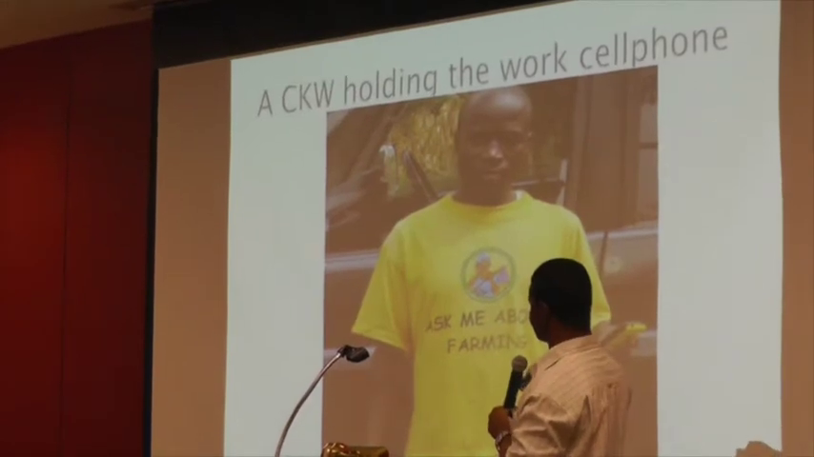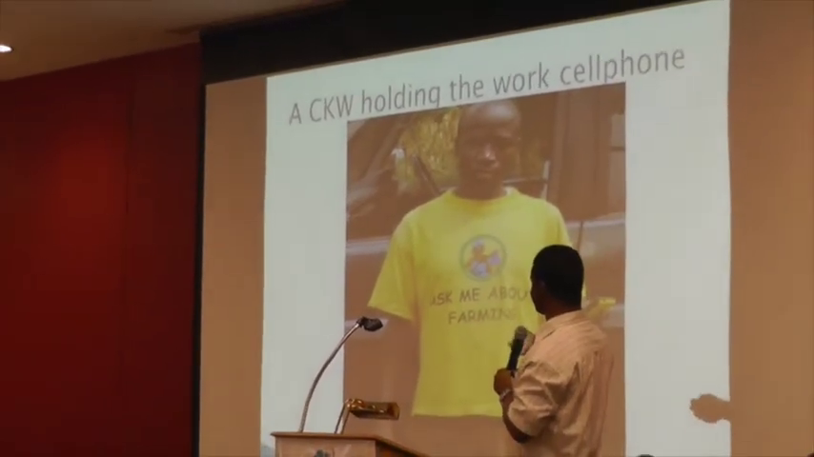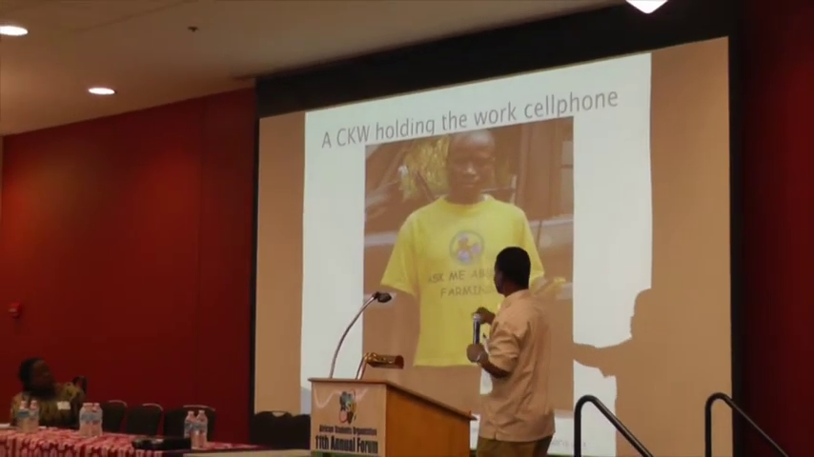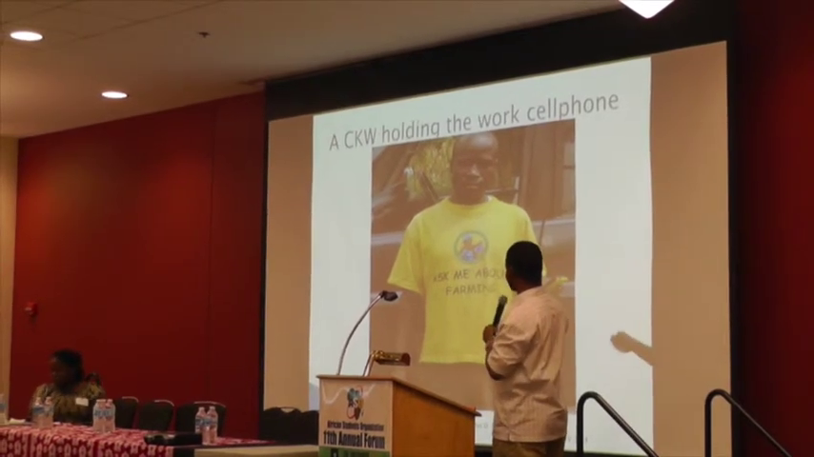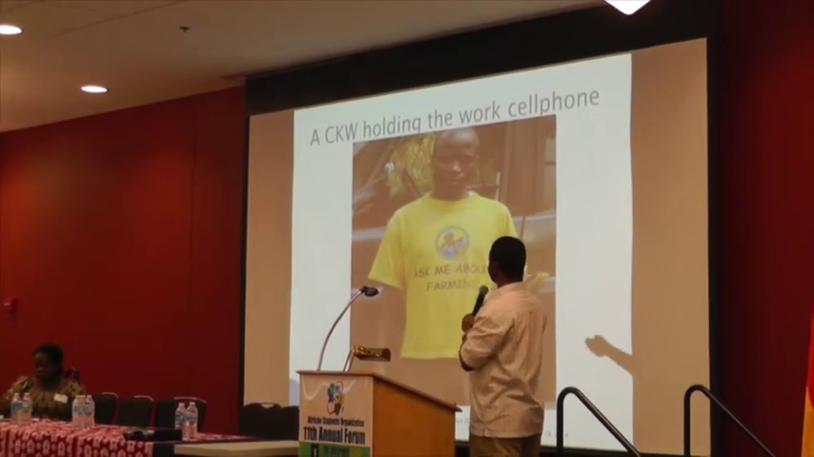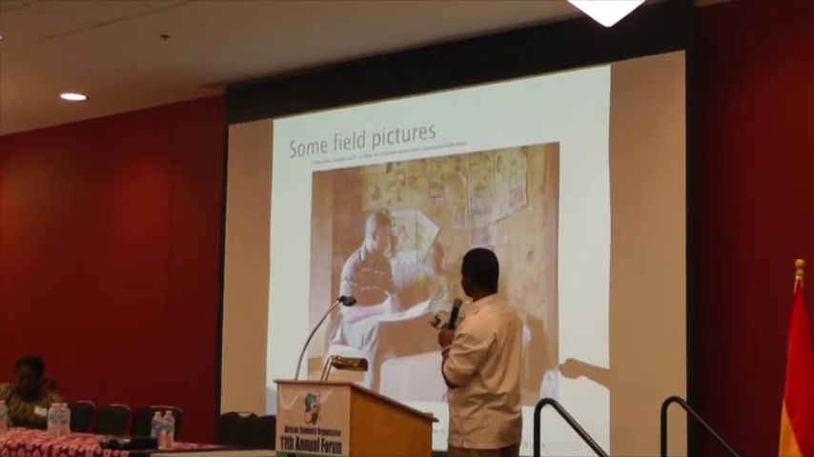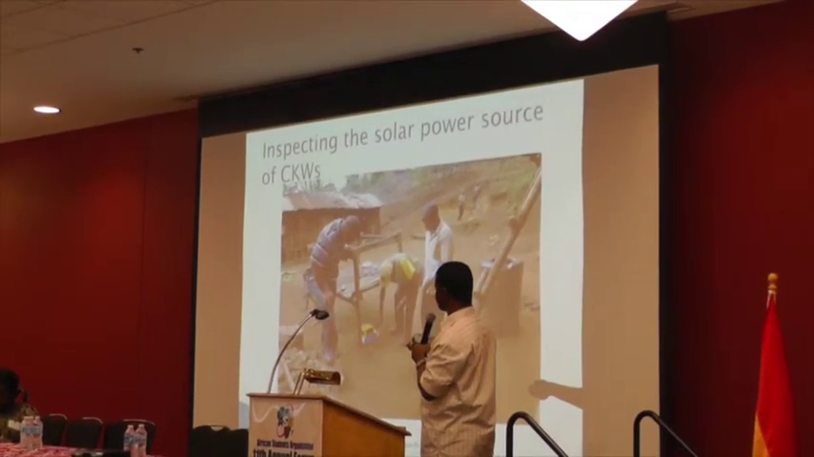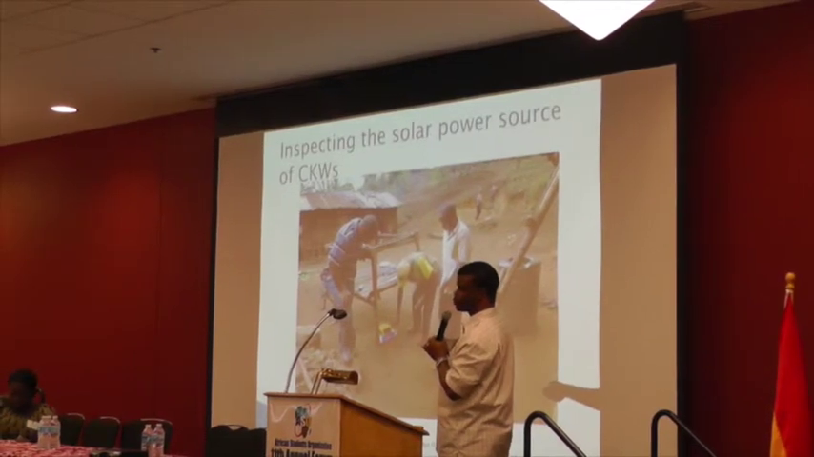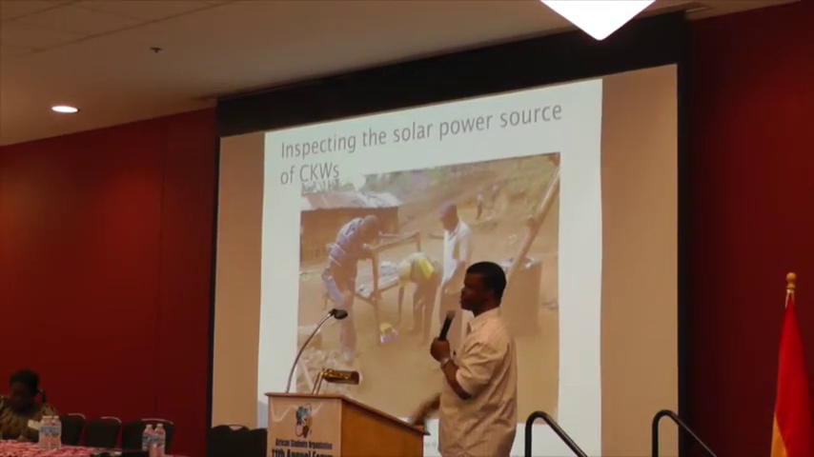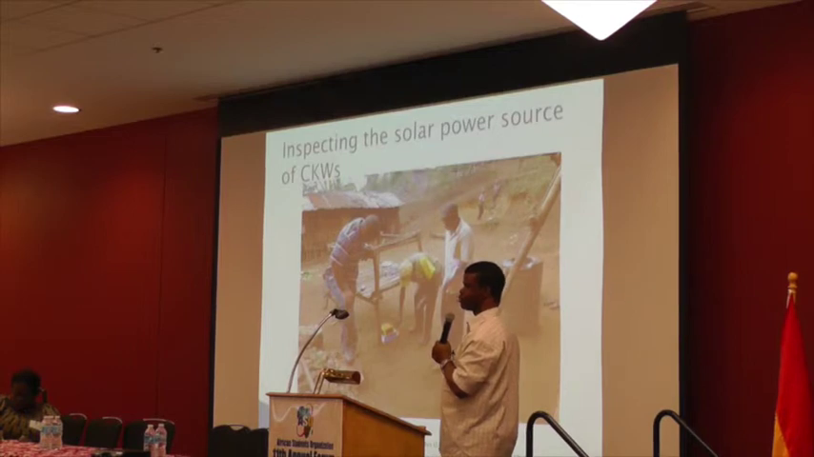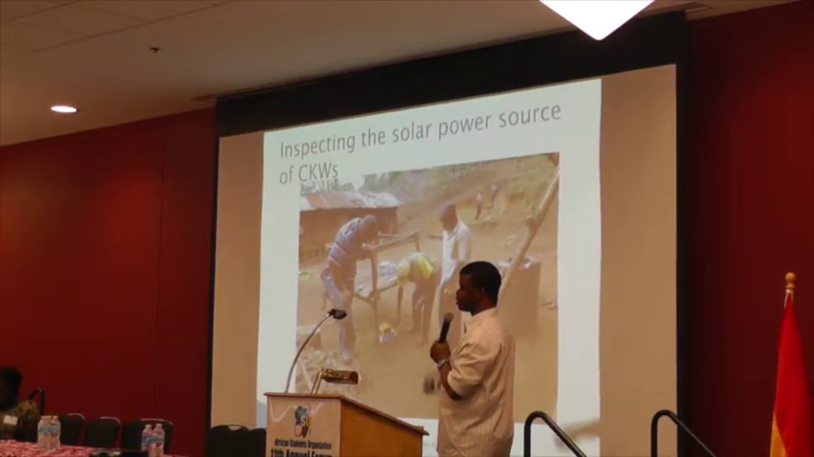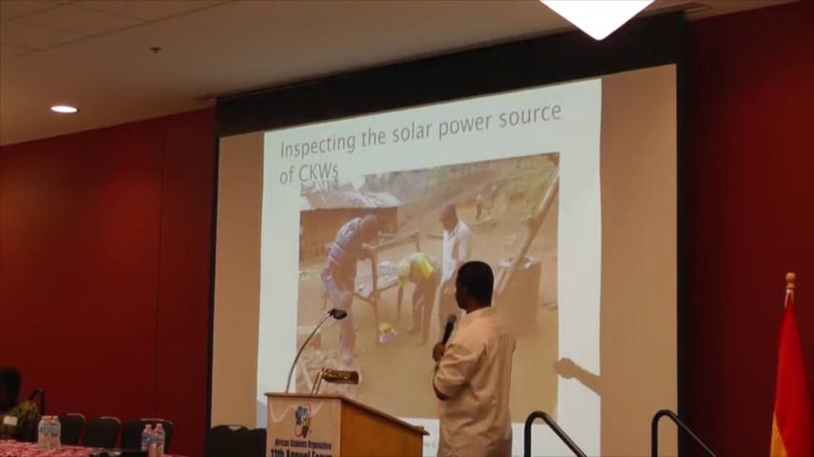And that's a picture of them. This is a CKW. We have this thing tested. Ask me about farming. That's the cell phone they use. These are just pictures now. Some of the things we did, like that's me interviewing the CKW. And this is what they use to power the cell phones. So in those areas, if there's no electricity, the program can still function because they have this solar power. So I was inspecting that.